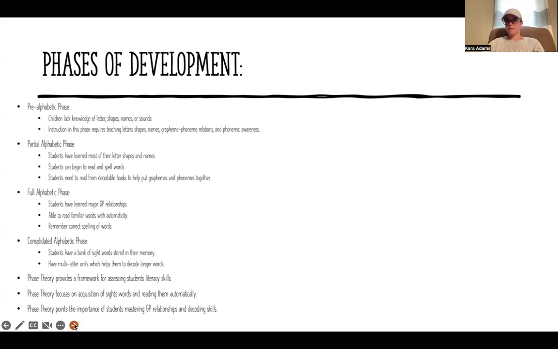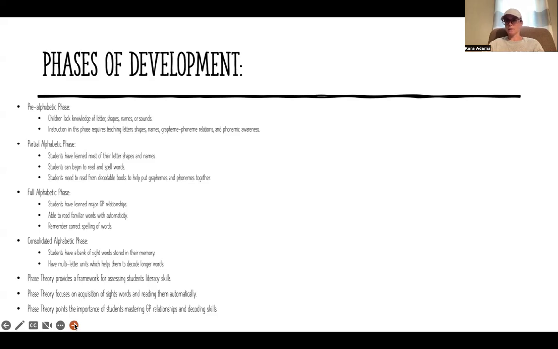This is called the phases of development, and I thought this was so important because as teachers, we really need to understand where our students are coming from. I feel like now, more than ever, we have students coming to us from all different households, incomes, development, who's been to preschool, who hasn't been to preschool, who's had exposure, who hasn't had exposure. So understanding where our students are coming to us and the phase of development that they're in is so important.